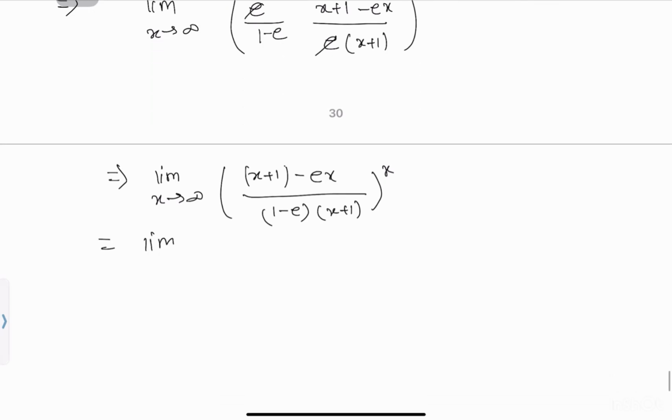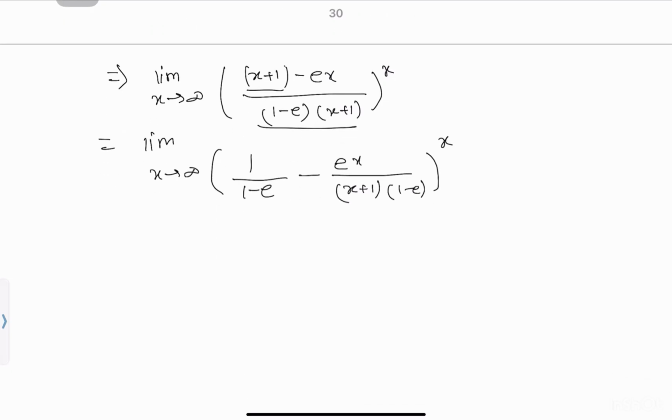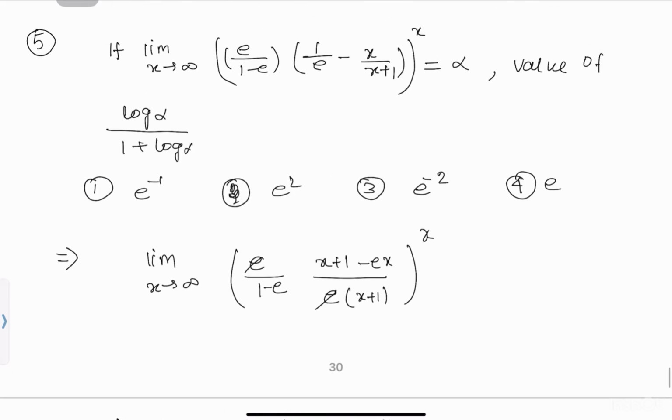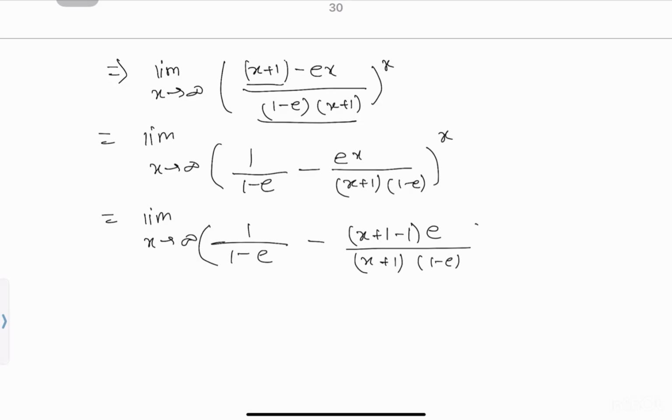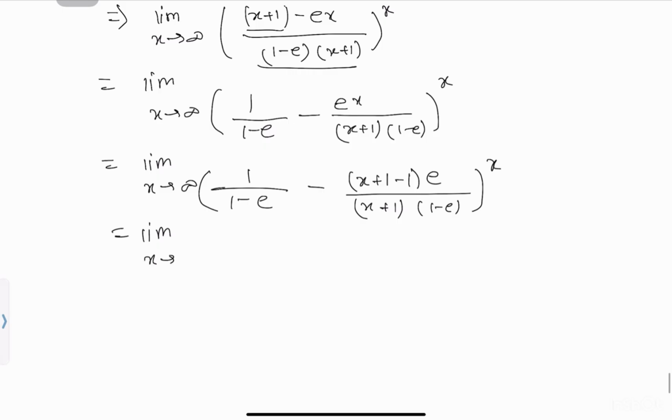Okay, now limit x tending to infinity, partwise division. This part by this total, so 1 by 1 minus e minus this part by this part, so ex by (x plus 1)(1 minus e). Clear? Let me check once. So limit x tending to infinity 1 by 1 minus e, from here I can write (x plus 1 minus 1)e divided by (x plus 1)(1 minus e). Yes, obviously I can write. So from here, next step, x tending to infinity, 1 minus e, partwise division, so e by 1 minus e, and plus e by (x plus 1)(1 minus e).